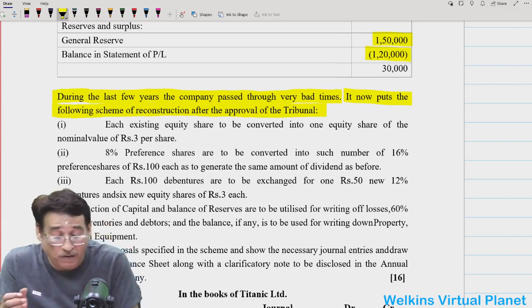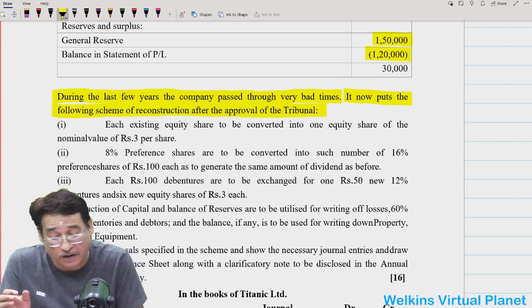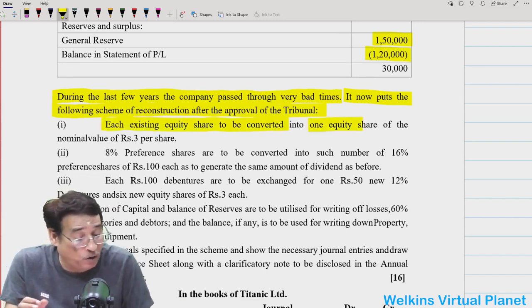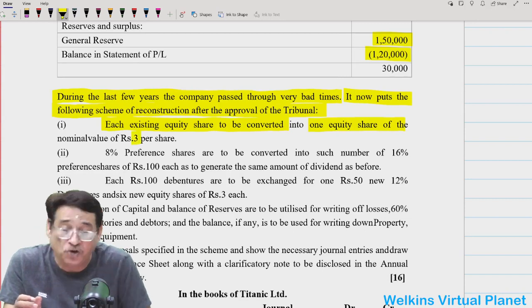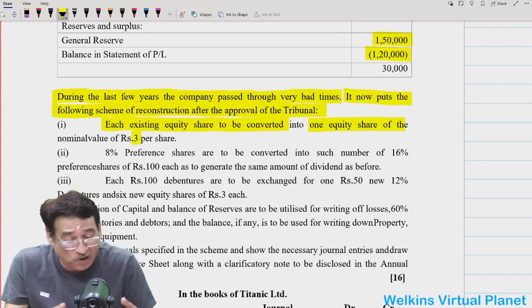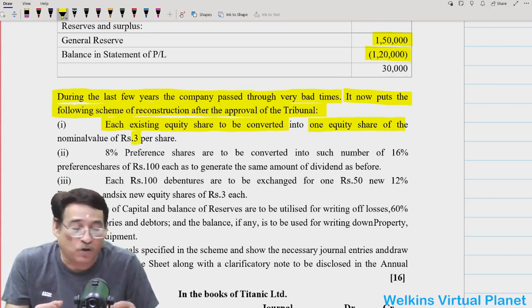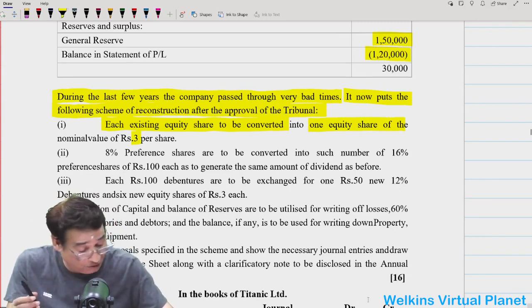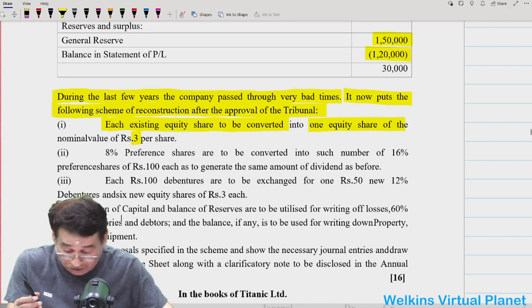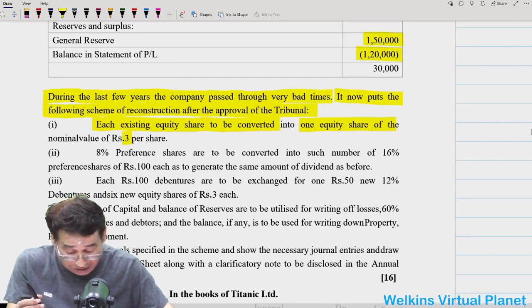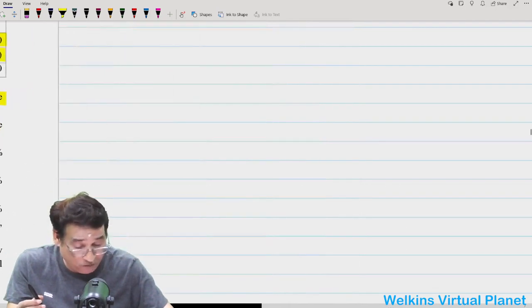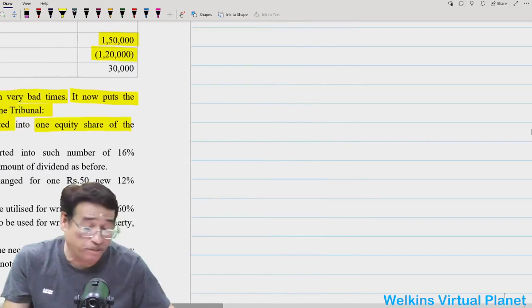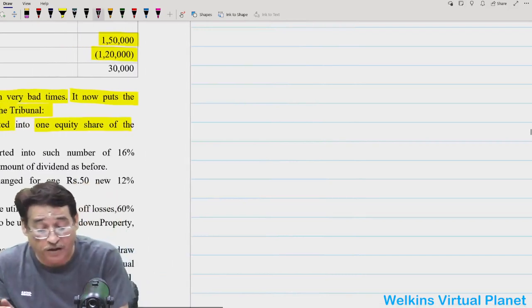So under the scheme, what is written here, each existing equity share will be converted into one equity share of rupees 3 each. And such lines we will see to it later on. Now, many among you might wonder, sir, first of all, actually, what is the scheme of reconstruction? Yes, this is absolutely nice question. So let me first of all make you understand, what is the scheme of internal reconstruction?